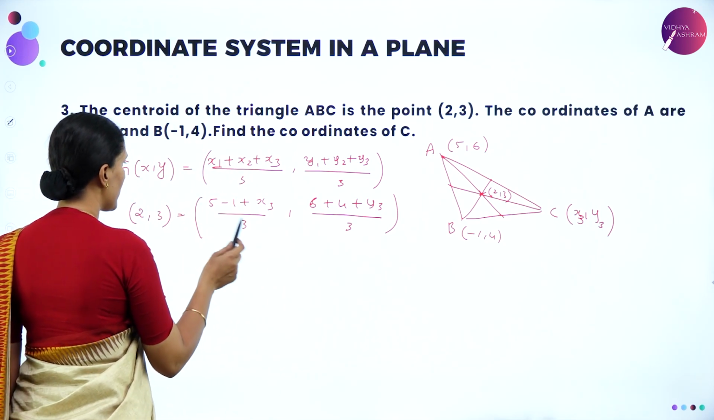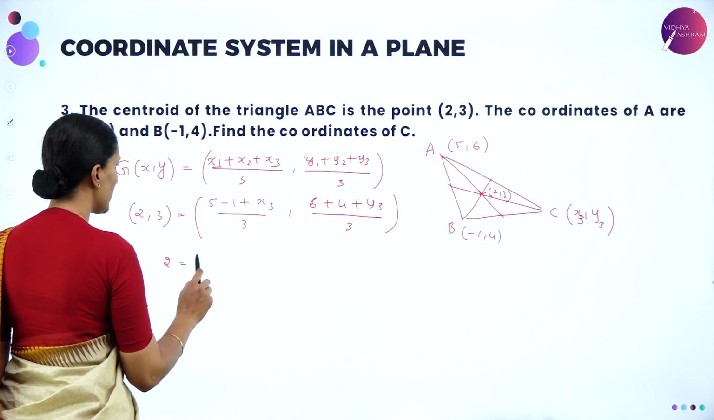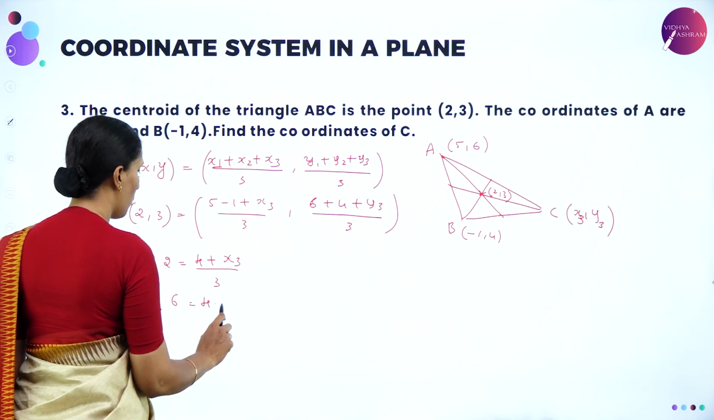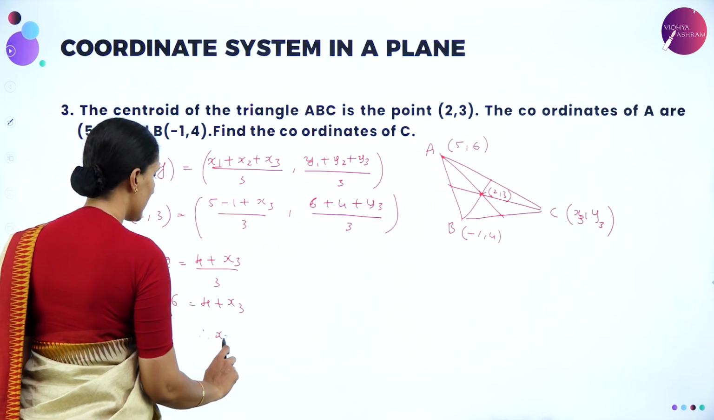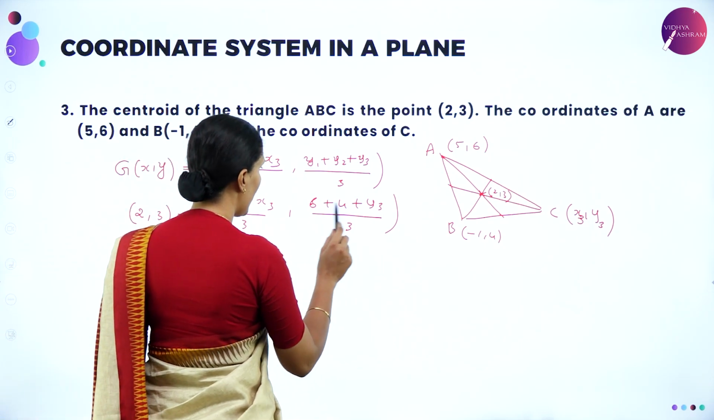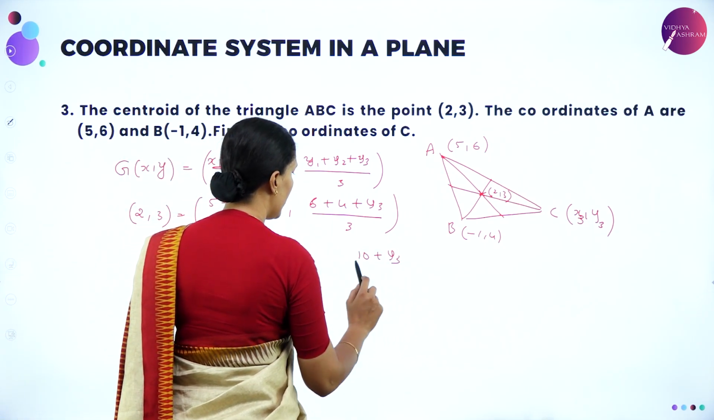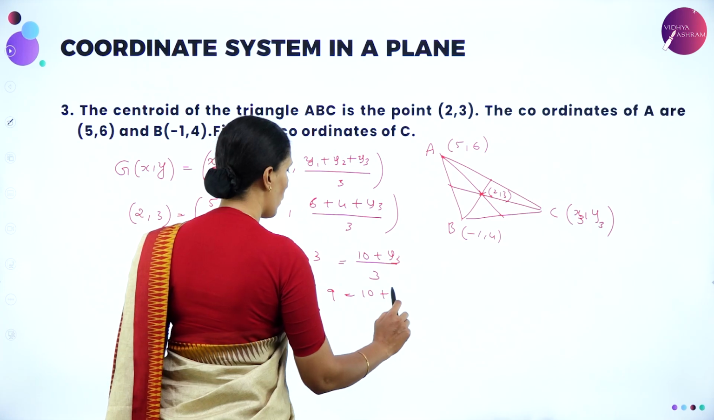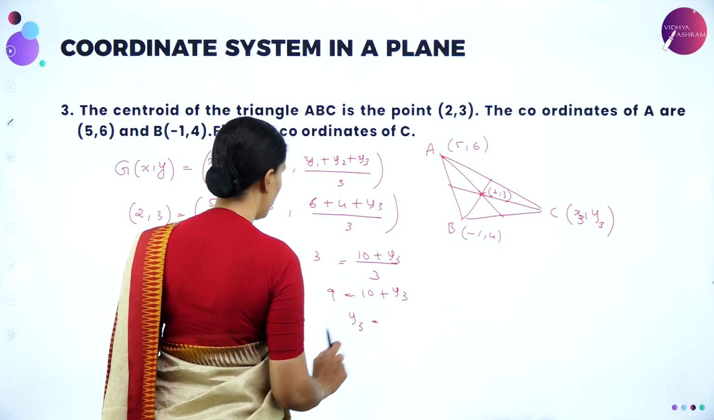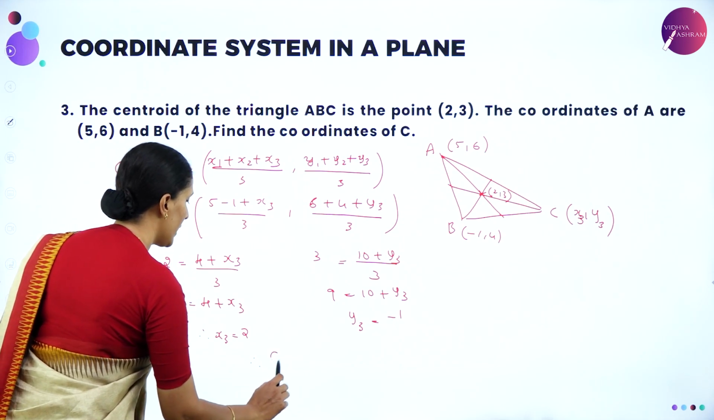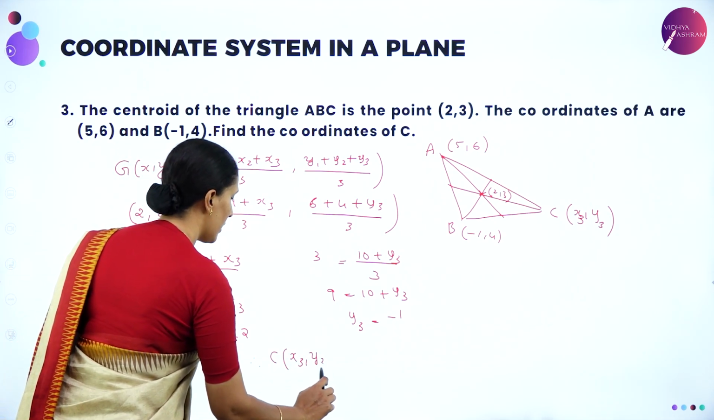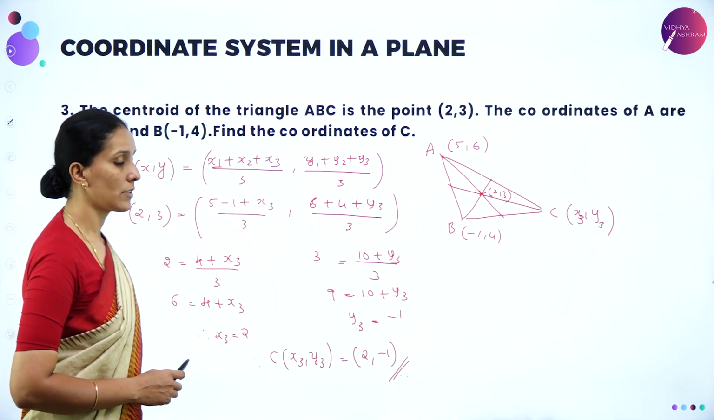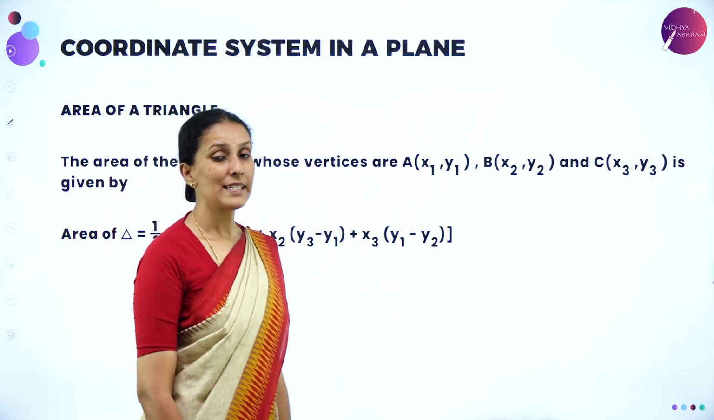So let us equate x coordinate with x coordinate. Then we'll get 2 is equal to 4 plus x3 by 3, or we have 6 is equal to 4 plus x3. So therefore x3 is equal to 2. Next, similarly we have 10 plus y3 divided by 3 is equal to 3 here. So 9 is equal to 10 plus y3, or y3 is equal to minus 1. So therefore the point C(x3, y3) is equal to 2 comma minus 1. So this is the other vertex of the triangle. The next concept is area of a triangle.